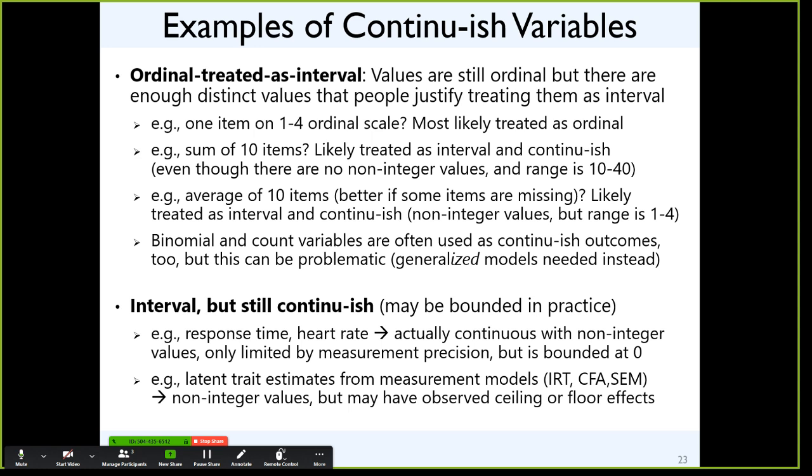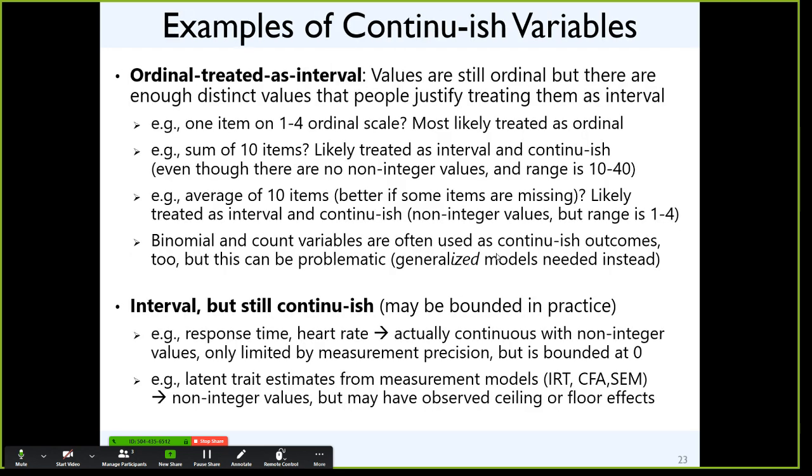Heart rate is another variable that's truly continuous. It only depends on the quality of your measurement instrument, how precise you can be with that. And also, latent trait estimates fall into this category. So things like GRE scores or Rasch scores. Have you heard of those? Standardized scores from instruments that are linked together so that the test can change as children age, that kind of thing. Vertically equated scores. Those I would call continue-ish because they're supposed to be continuous, but in practice, there may only be certain values that have floor and ceiling effects based on the types of items that have been given.